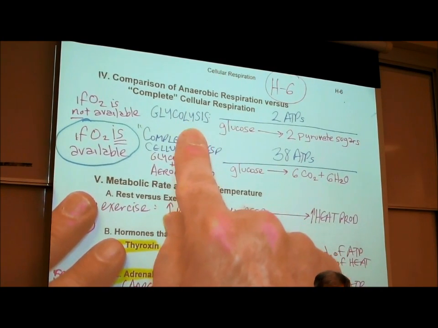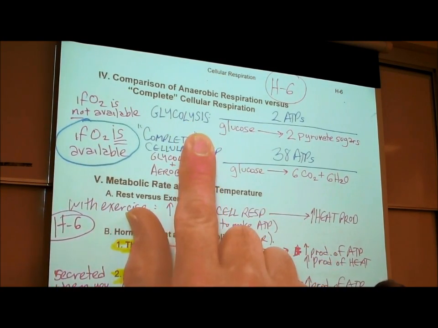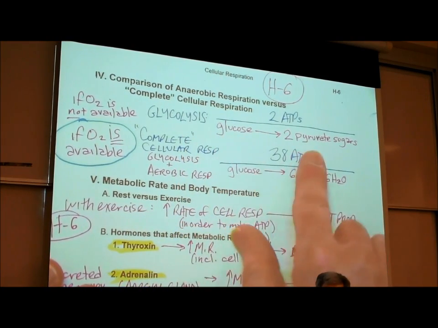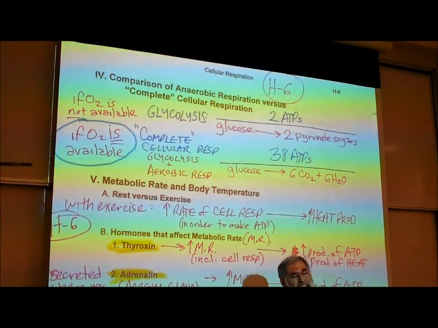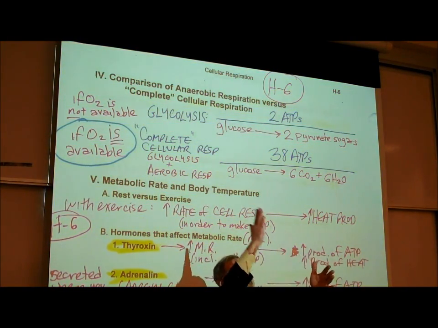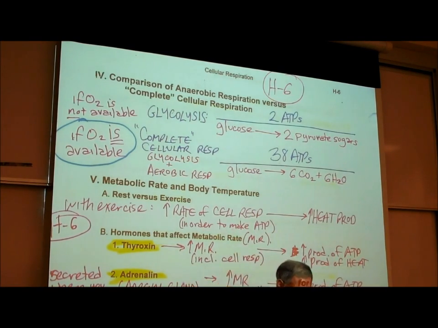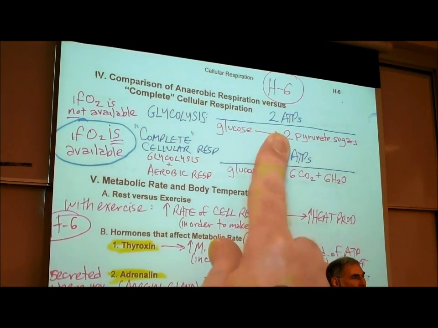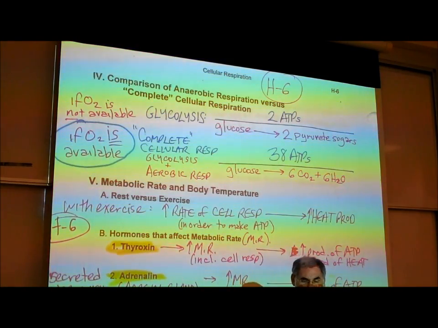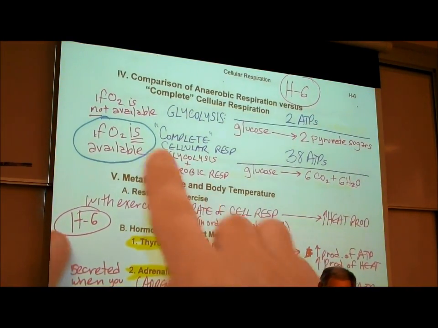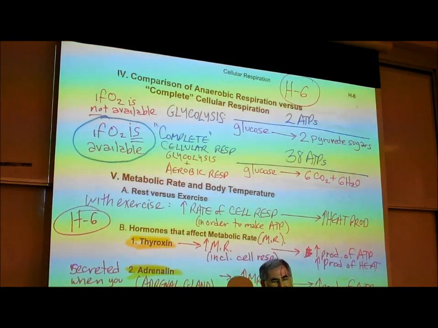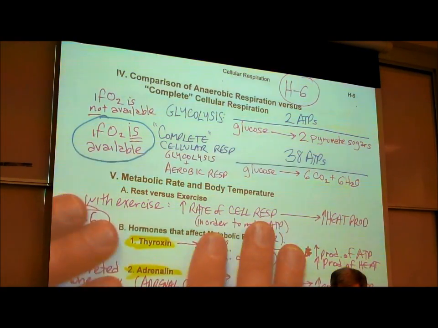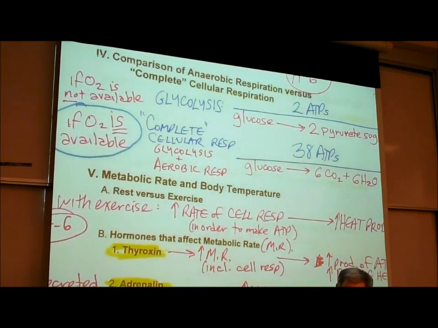What is glycolysis? Lysis means to split apart. Glyco means glucose, to split glucose apart into two pyruvate sugars. What is our net gain of ATP if all we can do is split glucose in half? We have a net gain of 2 ATPs. We saw that in H10. That's not much. On the other hand, if oxygen is available to the cell, is available to the living thing, then they can do what I call complete cellular respiration. What's complete cellular respiration?